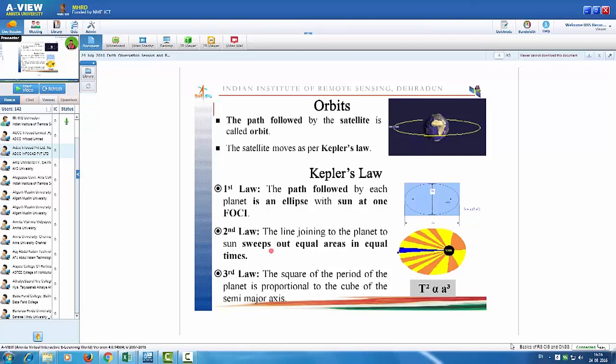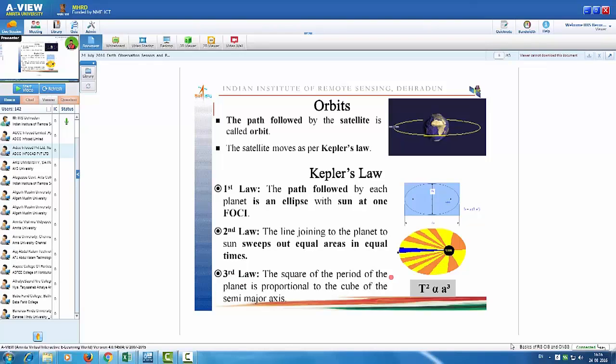Now coming to the second law. The line joining the planet to the sun sweeps out equal areas in equal time. Suppose in this image the Earth is revolving around the sun along this elliptical path. Whenever it covers this area, suppose A1, it takes time T1, and this other area, suppose A2, is covered in time T2, so the ratio of area to time is always constant for each case.